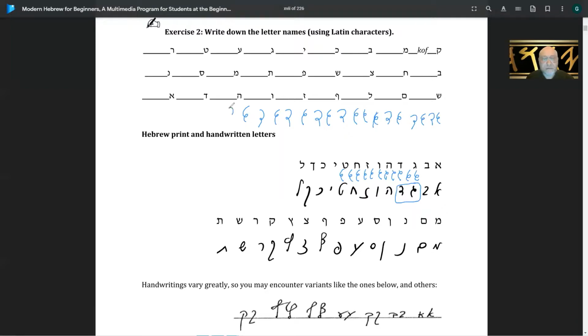Let's see here. Dalet. Okay, let's clear this out. What we need are these two here. Okay, Gimel, Dalet. Gimel, Dalet. So this method seems tedious, but I guarantee you it's a surefire way to get things memorized.